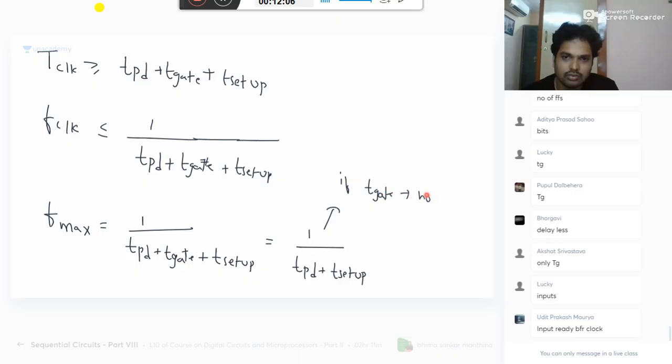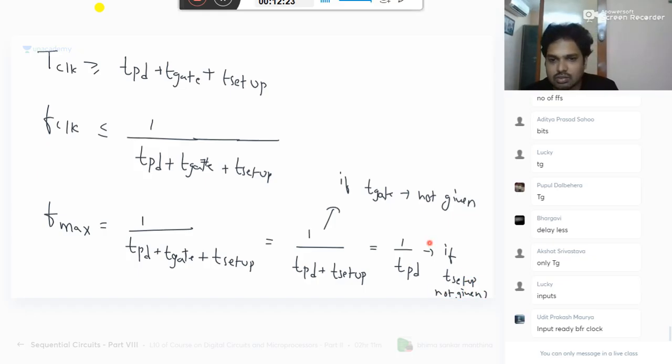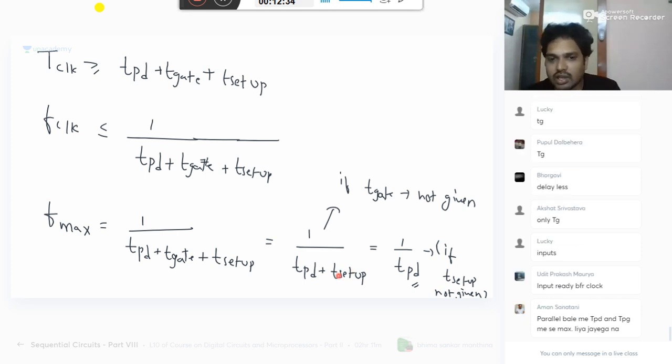is not given. If the examiner has not given this, you neglect it because it is not in your hand. Sometimes you can write it as 1 by TPD also, if T setup is not given. Generally in your GATE exam, till now they have not given setup time. So people will neglect it. Directly they used to use this formula only. Earlier also I gave the same formula. In 2020 they have given a question based on the setup.